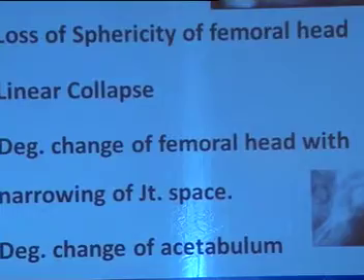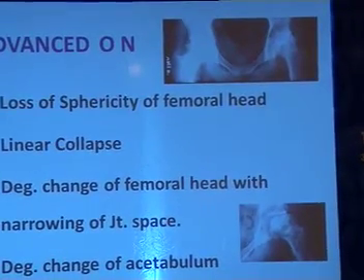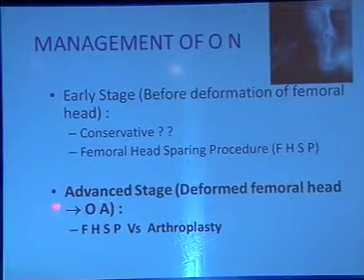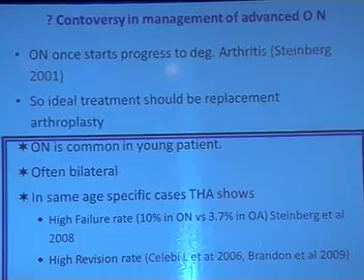Respected chairpersons, learned audience and friends, today my topic of discussion is femoral head preserving surgery for salvaging the advanced stages of osteonecrosis of the femoral head, its long-term results. All of you know advanced osteonecrosis has several problems like loss of sphericity, you can see here the linear collapse, and degenerative change in the femoral head as also in the acetabulum. But the controversy still persists in the advanced stage, whether it is femoral head preserving surgery or arthroplasty.